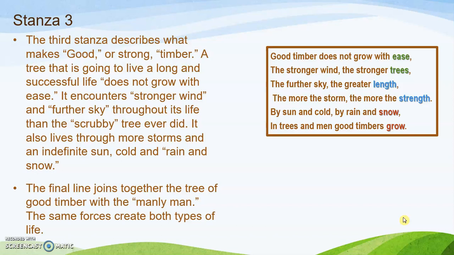The more challenges you face, the stronger you become. The higher your aim is, the more improved your personality is. The more adversity you face in the type of storms, etc., the more strong you get. And by sun, cold, rain, and snow, the poet is actually denoting different challenges that you face in life. Sometimes it's sunny, means that it's good. Sometimes it's cold, so you are not comfortable. Sometimes it's rainy. Sometimes it snows. So life has different challenges throughout.